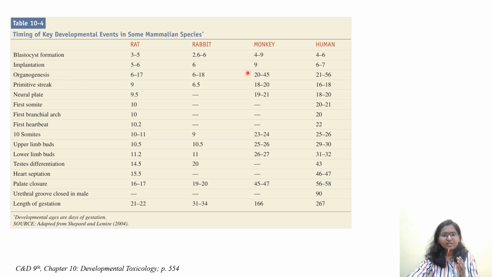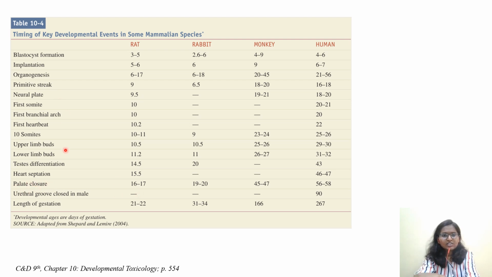Here it is important with respect to our question. Coming to organogenesis, in the case of rat it is 6 to 17, in the case of rabbit 6 to 18, in the case of monkey 20 to 45, and in the case of human it is 21 to 56. Another thing that is important for you to read is palate closure. I feel this is also important.